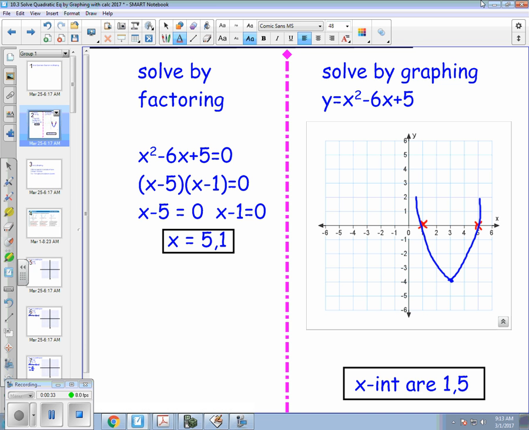We can also solve this same quadratic equation by graphing. On the right-hand side, you can see that I have graphed the equation, and we learned how to do that in the previous section, just graphing an equation. But we can see that this parabola crosses the x-axis in two places. Those x-intercepts are 1 and 5. And lo and behold, those happen to also be our solutions. X-intercepts are the solutions of the parabola.